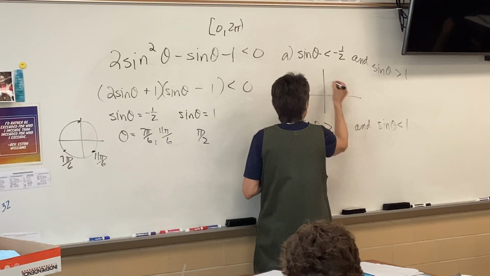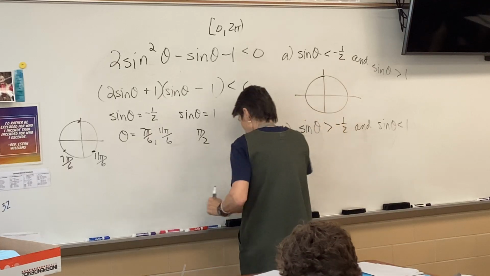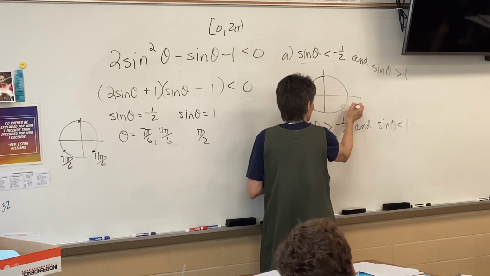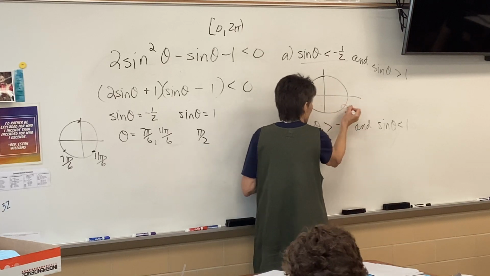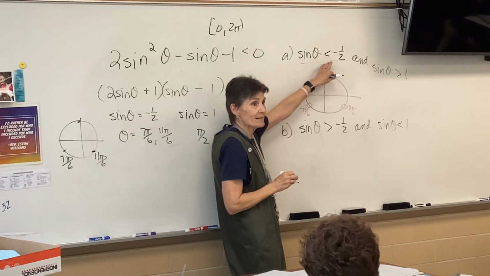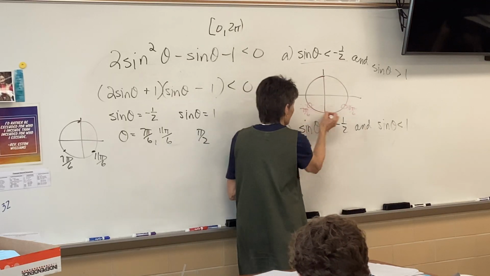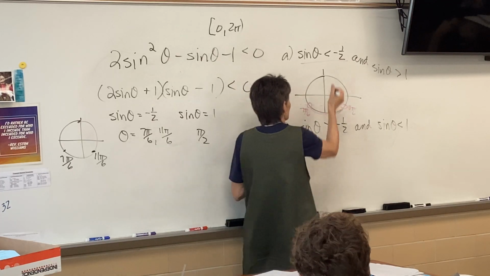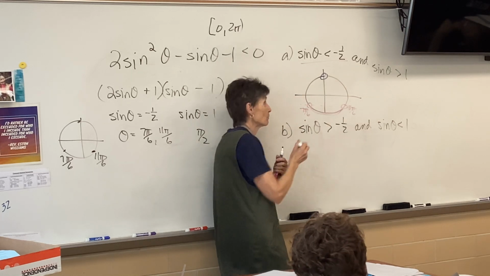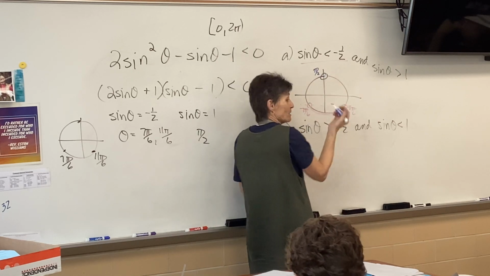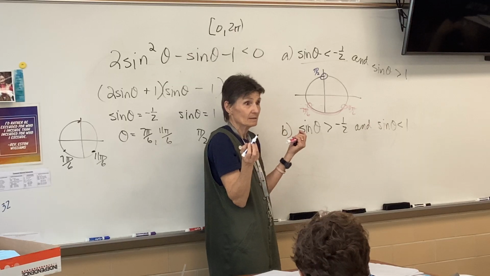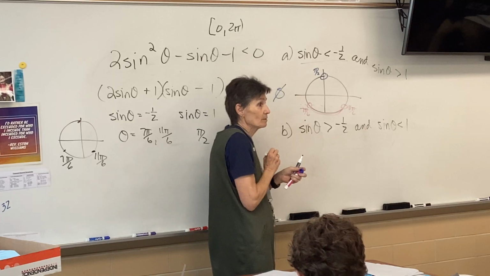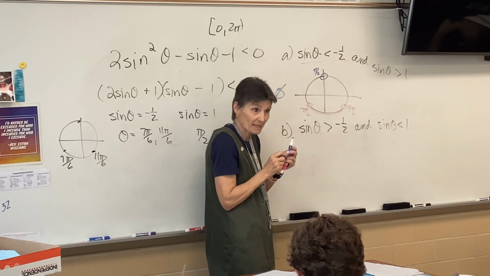I already know where my dots go. My pink dots are going at 7 pi over 6 and 11 pi over 6. Right here on that line. I want to be less than that. So won't this be my pink? My blue dot is here at pi over 2. I need to be greater than that, and I can't. So therefore, this has no impact, because to be an answer, you have to be pink and blue.